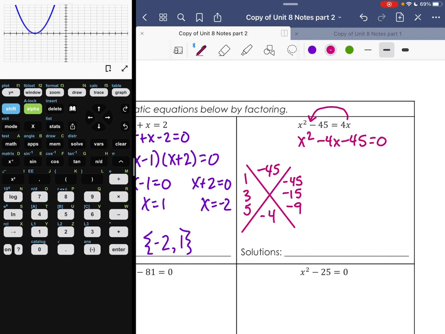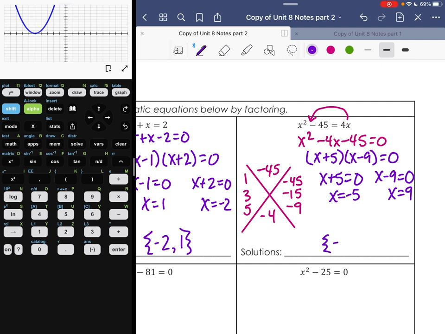So we are going to have x plus 5 and x minus 9 equals 0. So we have x plus 5 equals 0 and x minus 9 equals 0. Well, if x plus 5 equals 0, then x has to be -5. And if x minus 9 equals 0, then x has to be positive 9. So there's the answer for that one.